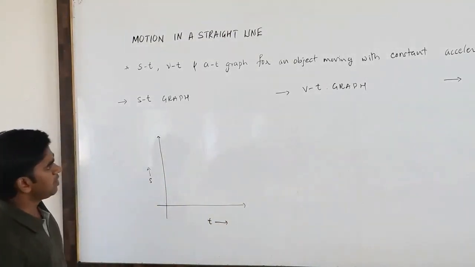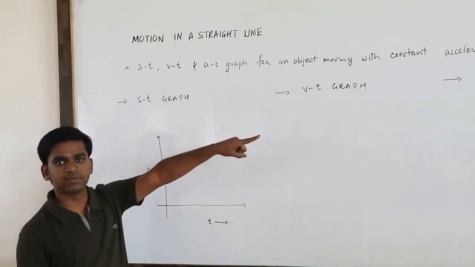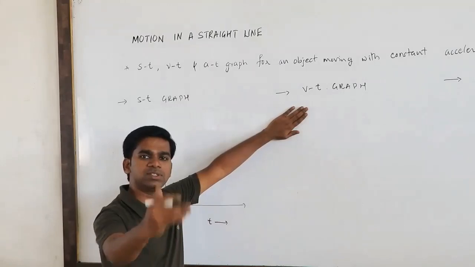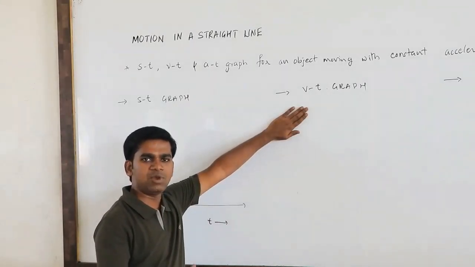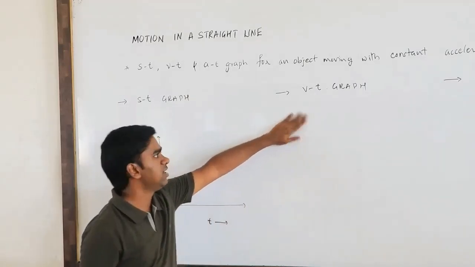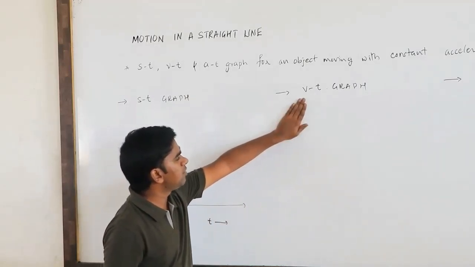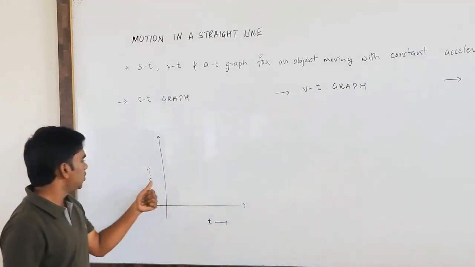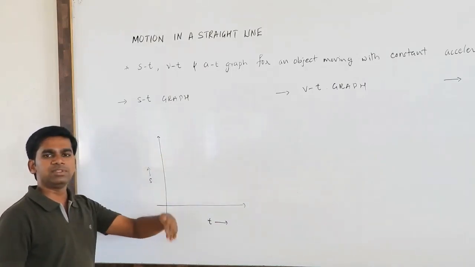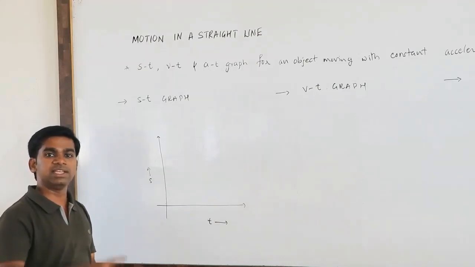Remember, if you want constant acceleration, velocity should change with some constant values. Every time velocity increases by 10, then acceleration will be constant. To change velocity, your displacement or your distance should change with some values, not constant, with increasing values.